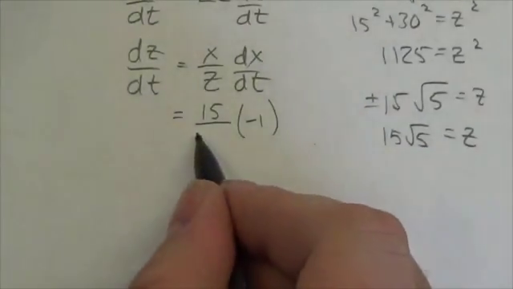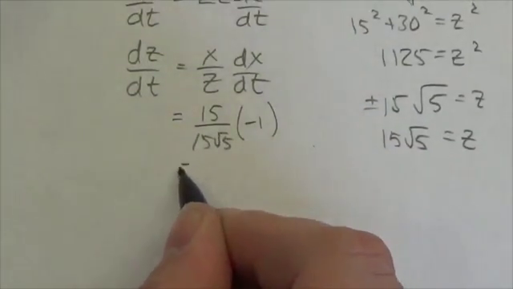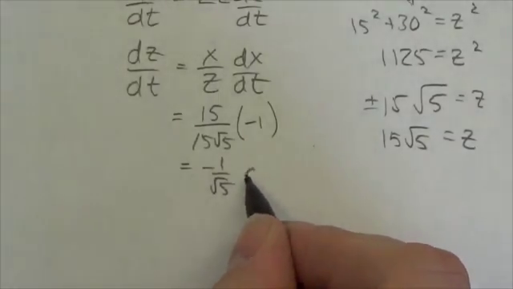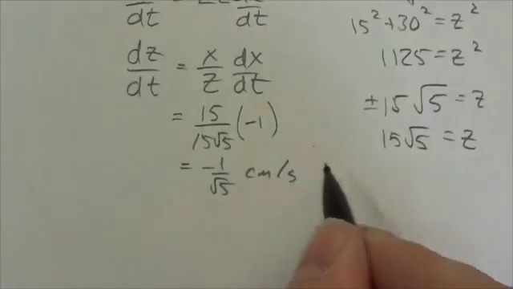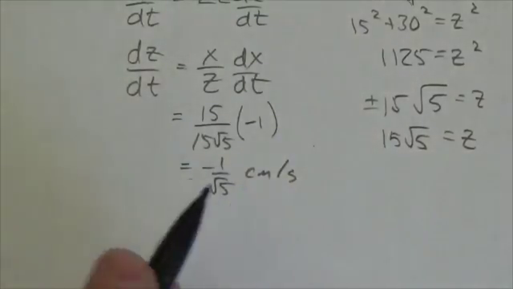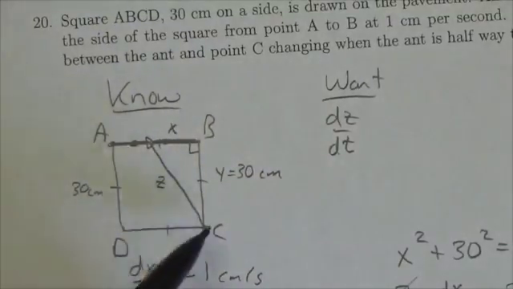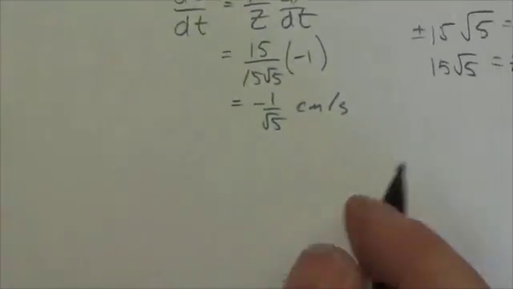So now I can come back into here and make this 15 root 5. The 15s will cancel, and this is left with negative 1 over root 5 centimeters per second. Negative, and that actually makes sense because as the ant is moving along A, B, it is getting closer to C. The distance is getting smaller here.